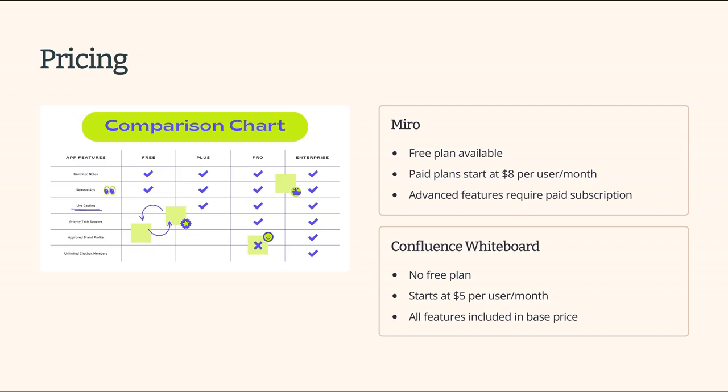In terms of pricing, Miro offers a free plan, but for more advanced features, their paid plans start at $8 per user per month. Confluence Whiteboard, on the other hand, does not have a free plan. Their pricing starts at $5 per user per month, but this includes access to all features and integrations. So, while Miro has a free plan, Confluence Whiteboard provides a more cost-effective solution for teams needing full features.